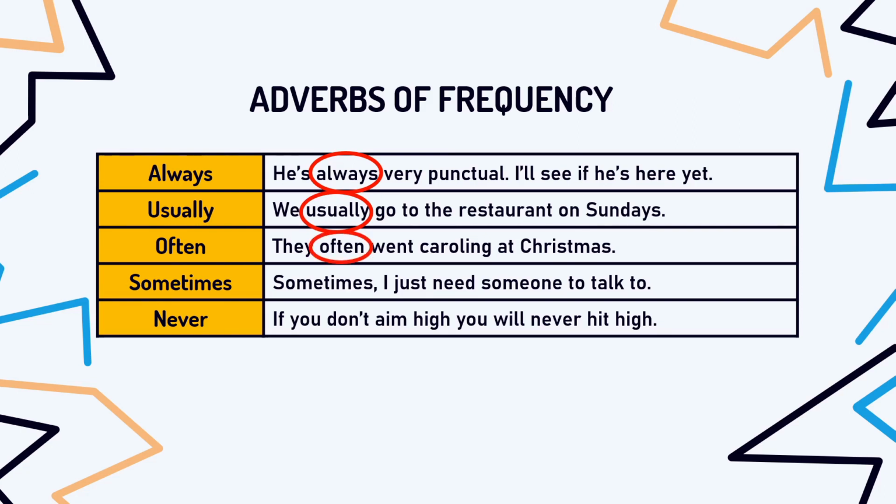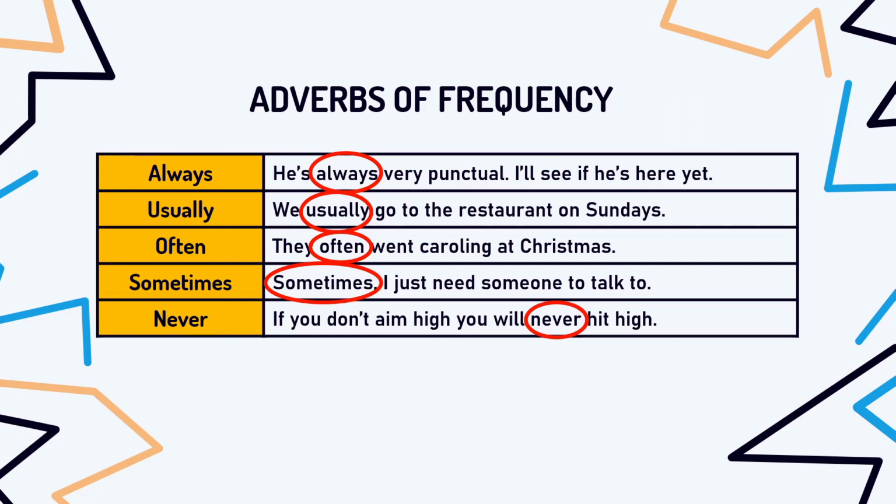And number 3, they often went caroling at Christmas. It is more towards regularly, like usually. The word often. And number 4, sometimes I just need someone to talk to. It means that sometimes I just need someone to talk to, and at other times I don't need anyone to talk to. I just need my time alone. And then number 5, if you don't aim high, you will never hit high.